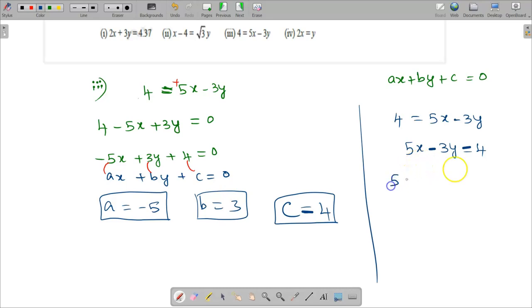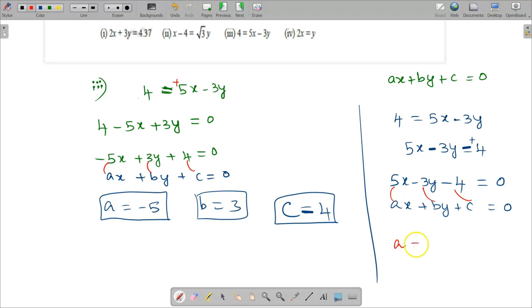Okay. So one more step I am writing here. And then we know that the right hand side should always be equal to 0. So 5x minus 3y, here there is no sign, meaning that it is plus. So plus 4, when moved to the left hand side, becomes minus 4. So now it is in the format of ax plus by plus c equal to 0. So just compare both the equations. So here a is equal to 5, b is equal to minus 3, c is equal to minus 4.